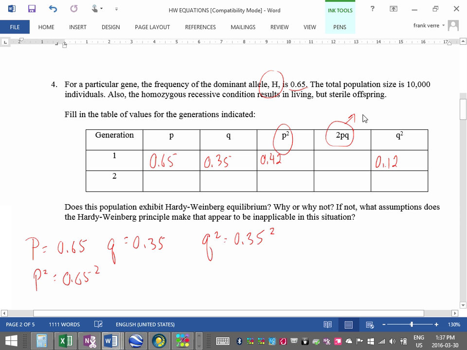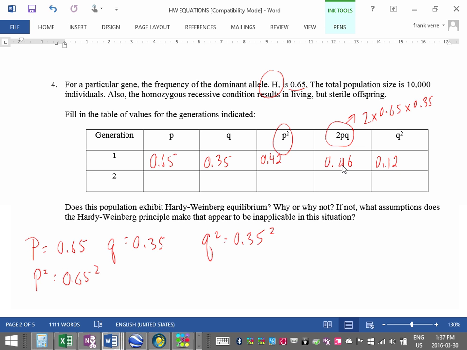You could calculate this two ways. You could say 2 times P, 0.65, times Q, 0.35. Or you can just say, look, these three have to add up to 1. So if these two are 54%, this must be 46%. You might get a slightly different answer if you do it that way than if you actually calculate it because of the way you round it off. But your numbers should be very close. Okay? And I don't care which way you do it on your quiz or test.